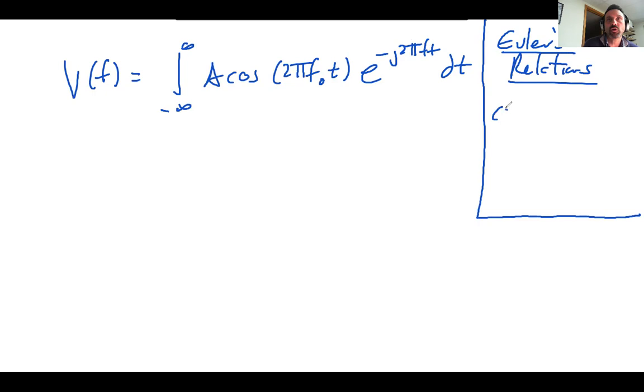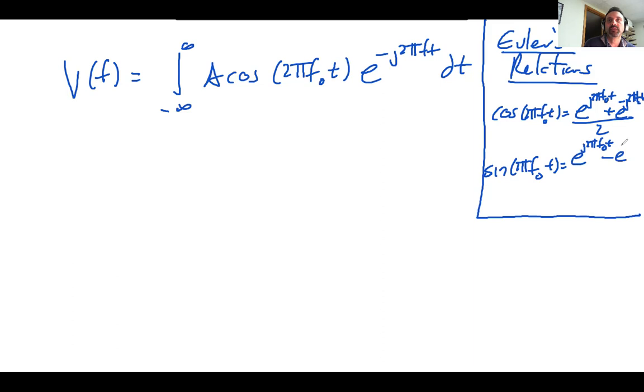So Euler's relations. Cosine of 2 pi f naught t is going to be equal to e to the j 2 pi f naught t plus e to the minus j 2 pi f naught t, over 2. Sine is going to be equal to e to the j 2 pi f naught t minus e to the minus j 2 pi f naught t, divided by 2j. Again, remember, j is equal to the square root of minus 1. If you're a mathematician, usually you label it as i, okay?